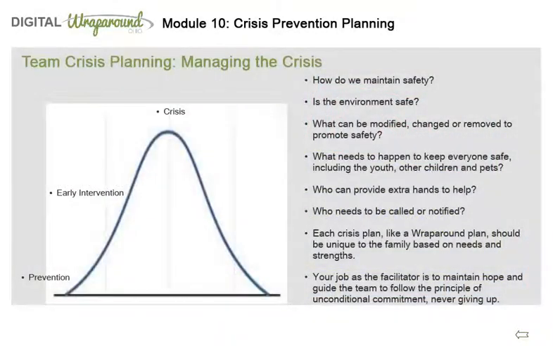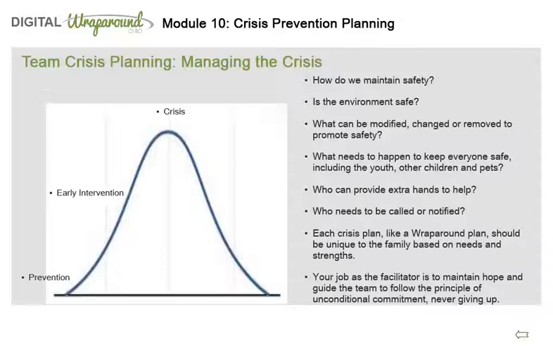Despite our best efforts, there are times when the crises will occur regardless of the preventions and early interventions we put in place. If this happens, we need to think about how to manage the crises and keep the youth and everyone around safe. Some things to think about with the team are, is the environment safe? What can be modified, changed, or removed to promote safety? What needs to happen to keep everyone safe, including the youth, other children, and pets? Who can provide extra hands to help? Who needs to be called or notified?